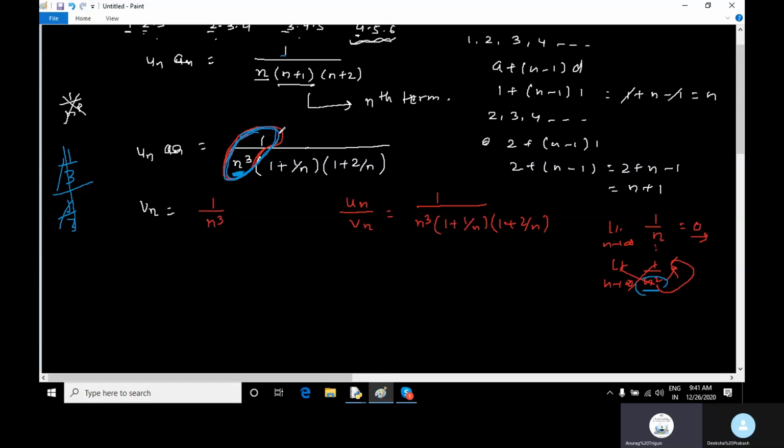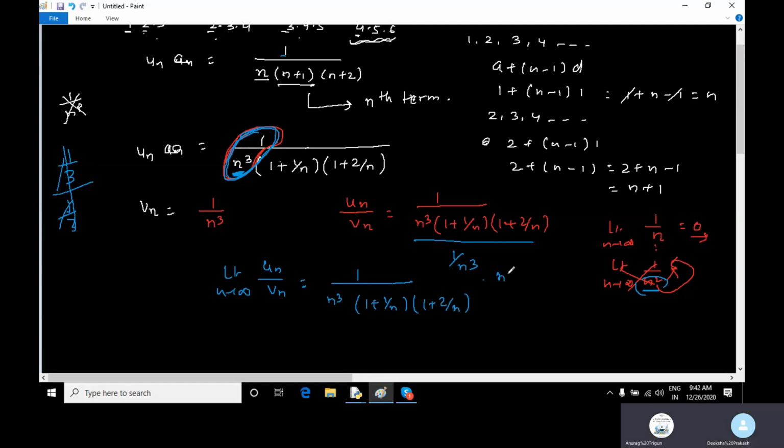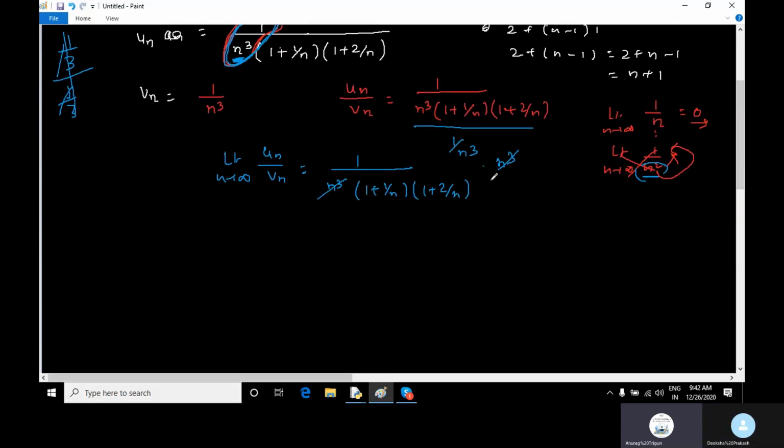So Vn is equal to whatever value is given outside, we divide with this. Here, limit of n, now Un by Vn: Un is 1 by this one, Vn becomes 1 by n power 3. So it will go up here, right? So limit of n tends to infinity, it's cancelled. Un by Vn, I can write it here as 1 plus 1 by n, 1 plus 2 by n, into to the power of 3. This one cancels. So now we have no restrictions here with n power of anything, okay?